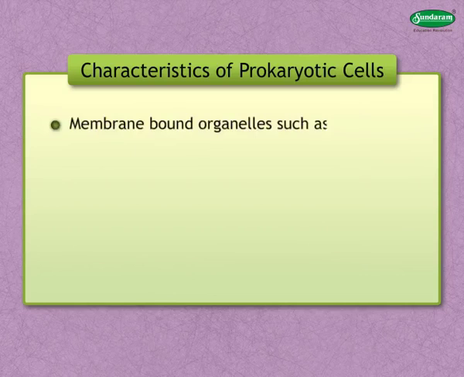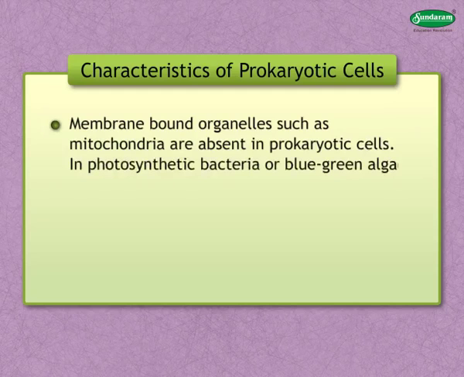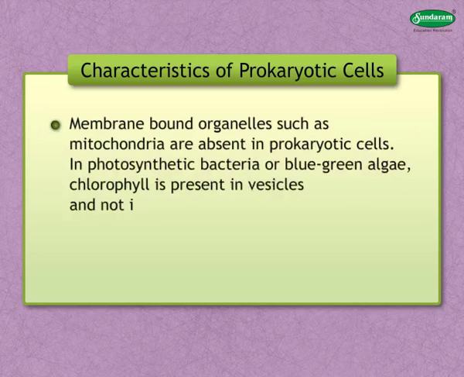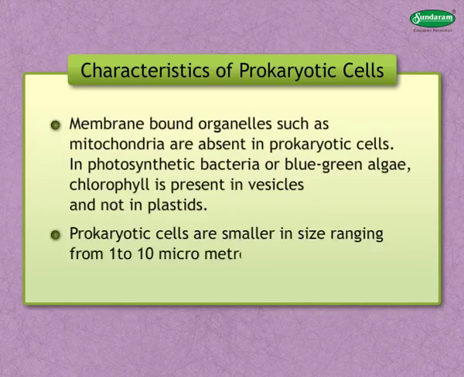Membrane-bound organelles, such as mitochondria, are absent in prokaryotic cells. In photosynthetic bacteria or blue-green algae, chlorophyll is present in vesicles and not in plastids. Prokaryotic cells are smaller in size, ranging from 1 to 10 micrometers.